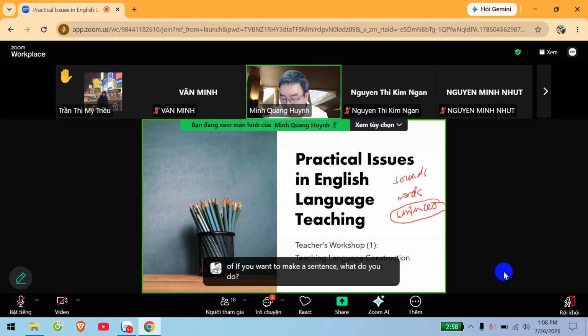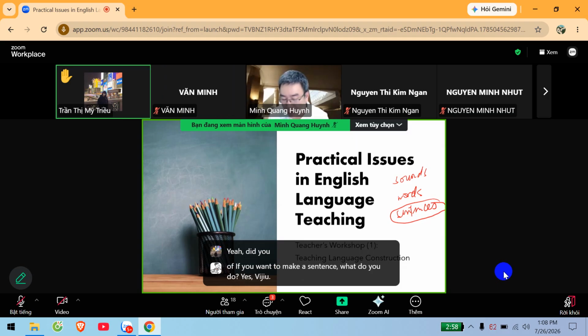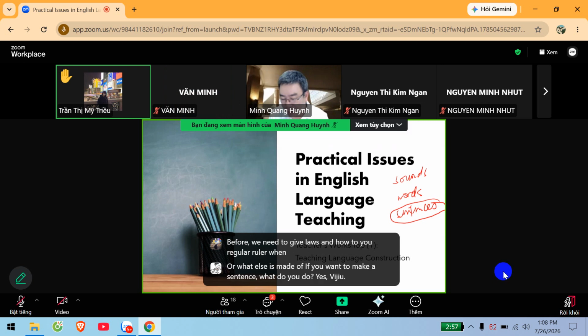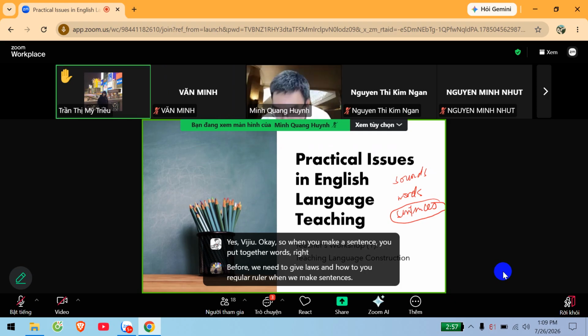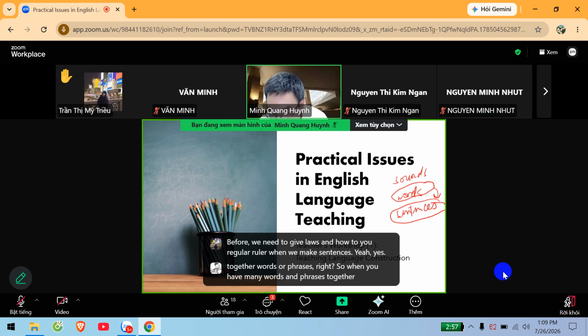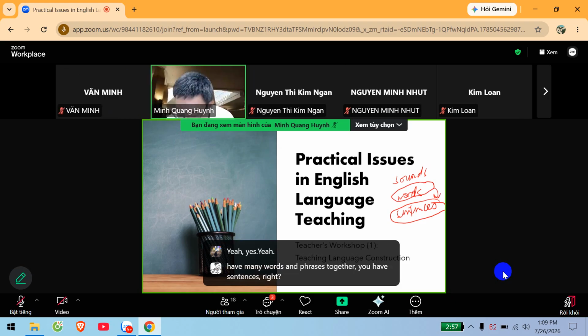Yes, Michiel. Teacher, before we make a sentence we need to use words, phrases, and how to use the rules. Okay, so when you make a sentence, you put together words, right? Or phrases. When you have many words and phrases together, you have sentences. For example, you need a subject, a verb, an object, an adverb or something, right? You put them together, it becomes a sentence.